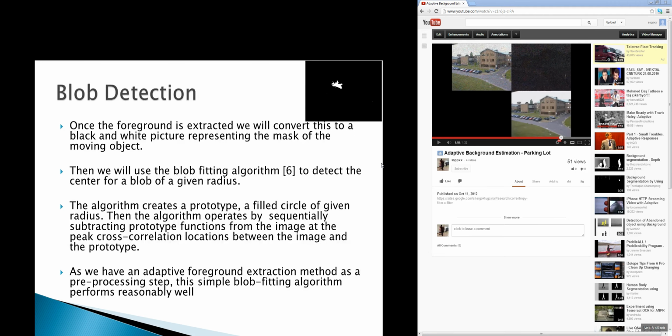So why do we want to do hidden state estimation on top of this? It is because the blob detection algorithm, even though it's performing well, is quite noisy. It will jitter, it will not always converge to the exact center. So we are hoping that by using hidden state estimation models on top of the blob detection, we can improve the estimation results.